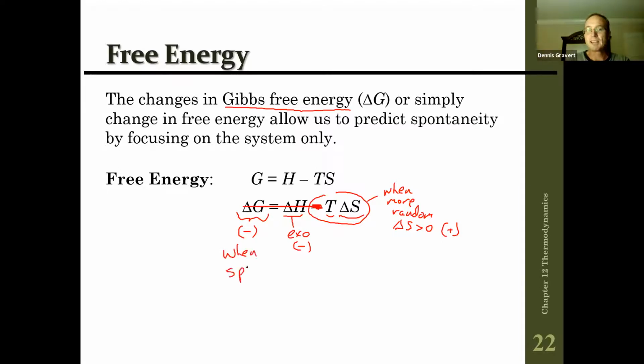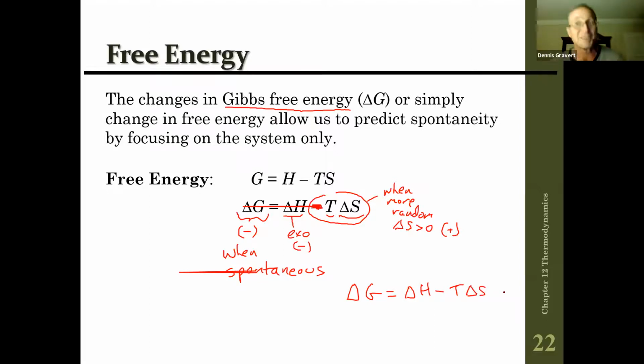When spontaneous. That's the key. So remember, we started out these slides by asking, how can we tell when a reaction is spontaneous? Use the Gibbs free energy equation, which I scribbled all over the place. Delta G equals delta H minus temperature times delta S. You'll get that equation on exams. It'll be very useful. If you calculate delta G, and that's negative, it means the reaction is spontaneous.